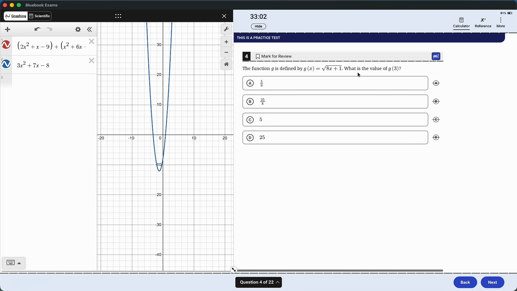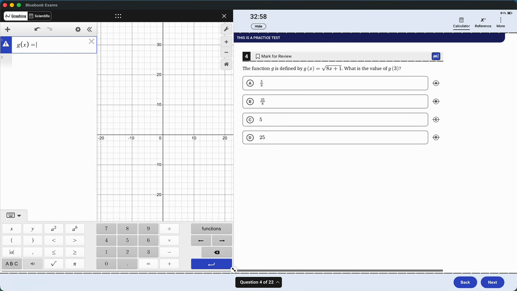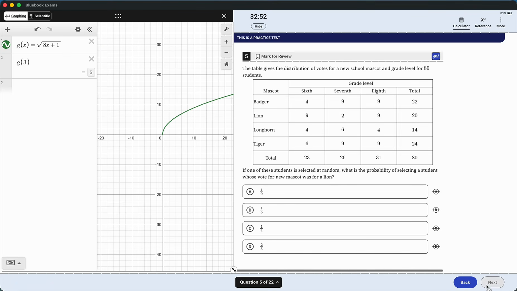That's pretty simple. Function question. Just throw this into Desmos for number 4 here. We can just write in the function and evaluate it, and we get 5. That's it. Pretty simple.